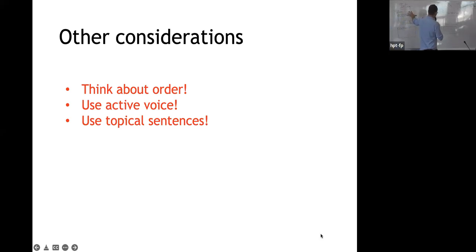So for the introduction and later on for the discussion, use topical sentences. In each paragraph, at the beginning, the first sentence, very short, should tell what your paragraph is about.